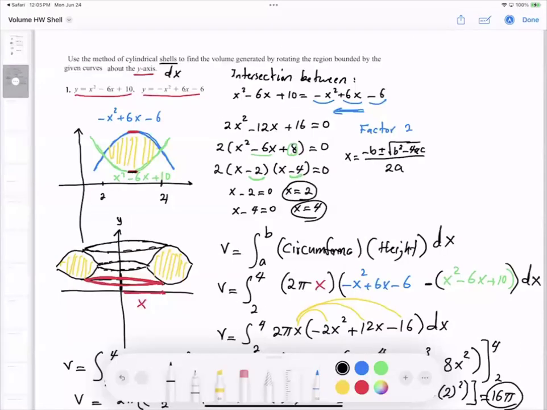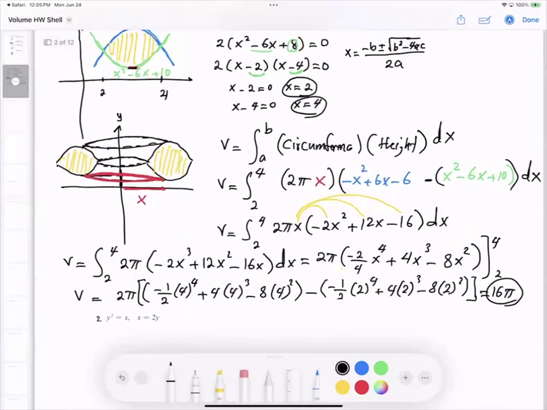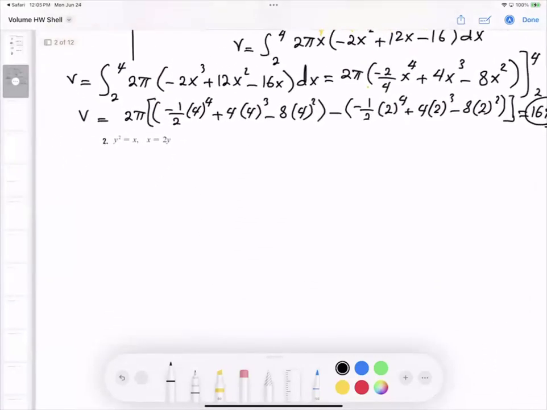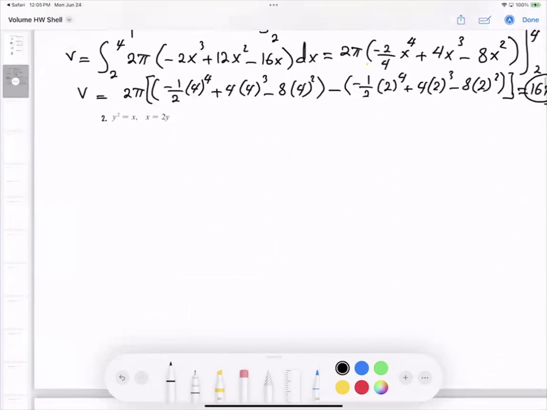So let us move on to the next question. The same process. We're going to apply the cylindrical shell method to find the volume when we are rotating it about the y-axis. So this is our next question here. y squared is equal to x, and x is equal to 2y. So, shell method about the y-axis.